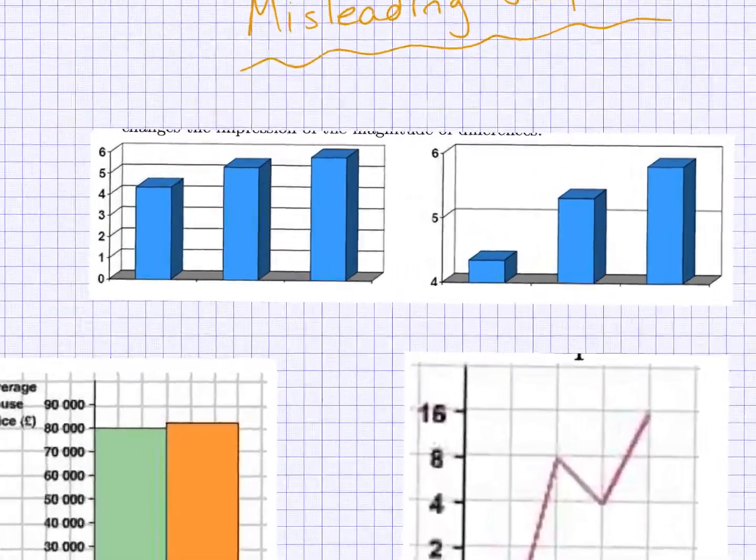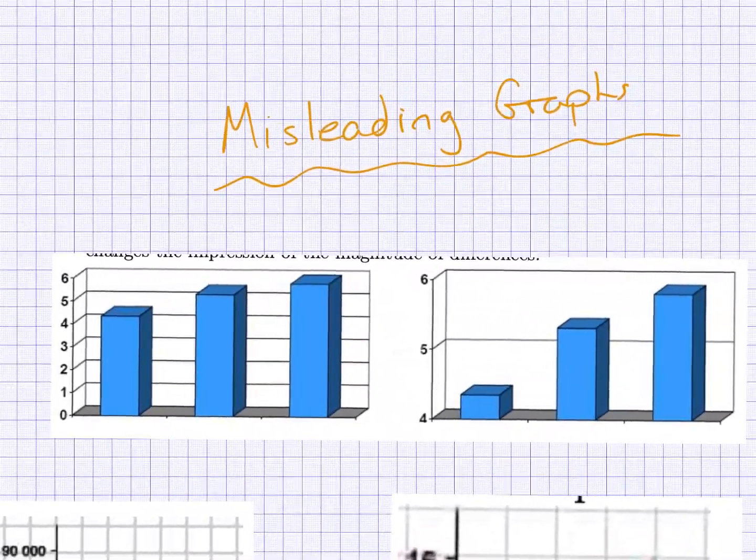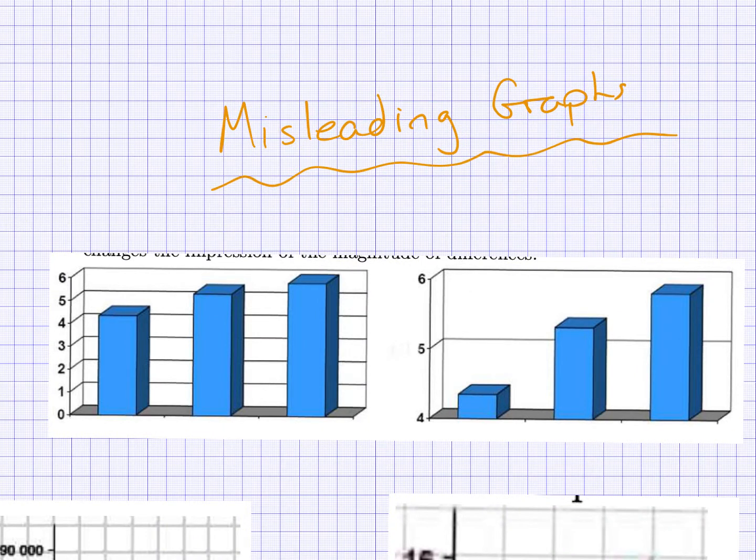Alright, so let's first of all look at this graph here. On the left hand side we've got 3 bars, 3 columns, starts at 0, goes up to 6. You can see that this one is just over 4, this one's just over 5, and that one's just under 6. The difference between them all is not that great. With just a small change, instead of starting at 0, starting at 4, we can make it look like the difference between the 3 of them is huge.